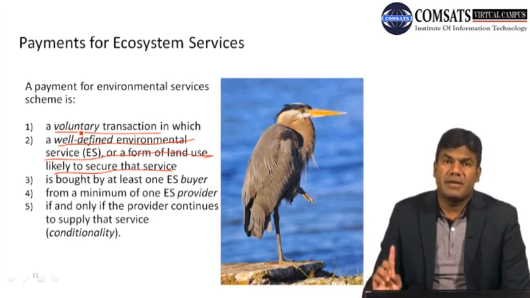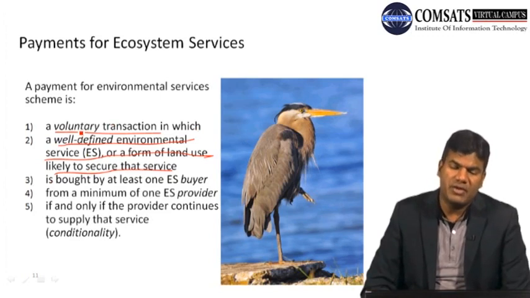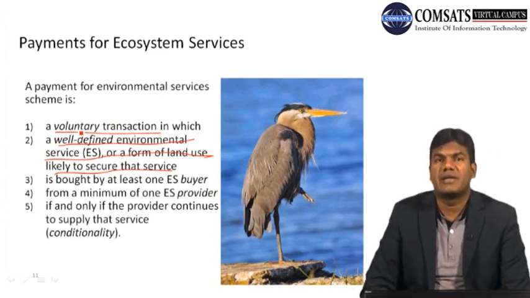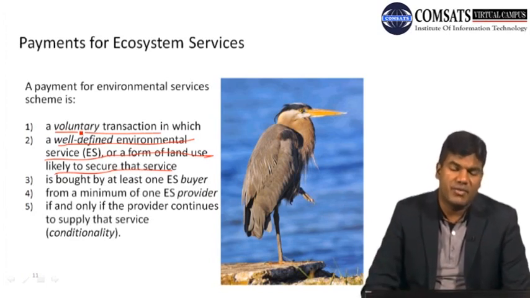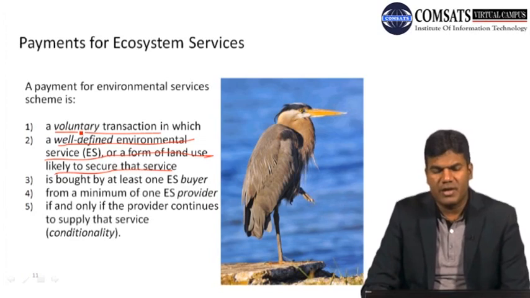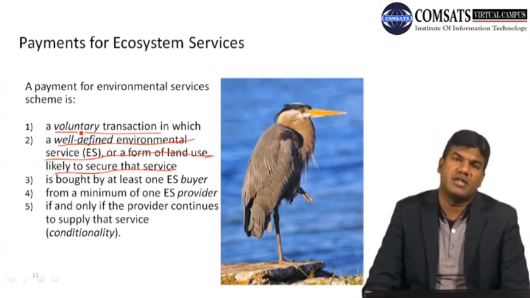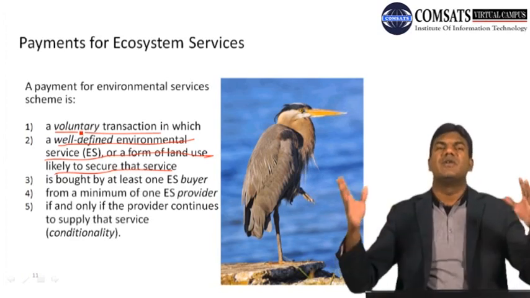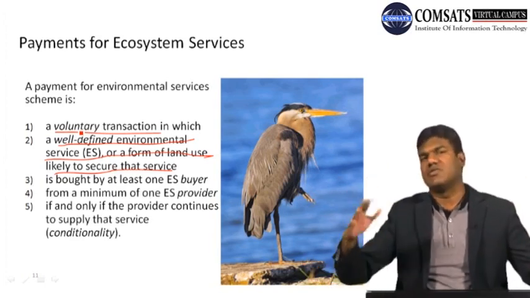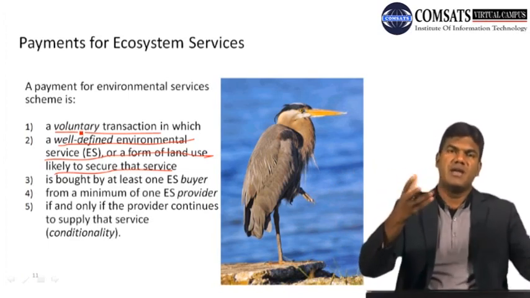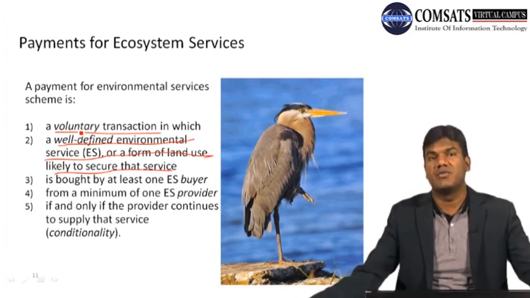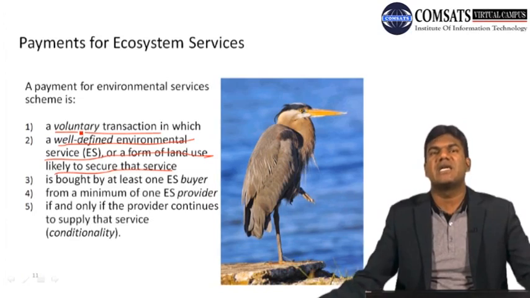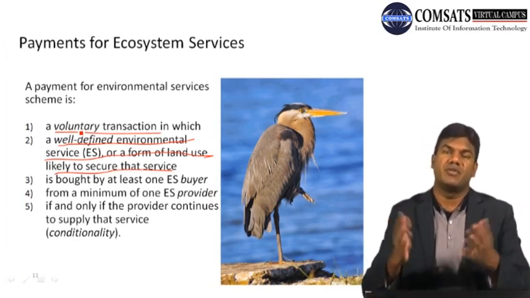ठीक है, सबसे पहले it is voluntary. Number 2, it is well-defined. Number 3, it is bought by at least one environmental service, ecosystem service buyer, यानी आपका एक buyer होना चाहिए. उसके बाद there has to be a provider, seller is the same provider, and if and only if the provider continues to supply the service, then there is a conditionality. So ecosystem service में क्या है, it's a kind of transaction which is voluntary, it is well defined. I am the buyer, you are the seller. आपसे मैं सर्विस लेता हूँ और मैं आपको उसकी पेमेंट करता हूँ, और ये एक सस्टेनेबल मैकेनिज्म होना चाहिए. अब उसके अंदर अगर मैं पेमेंट नहीं करता, then I am just working for free. I am not giving anything.